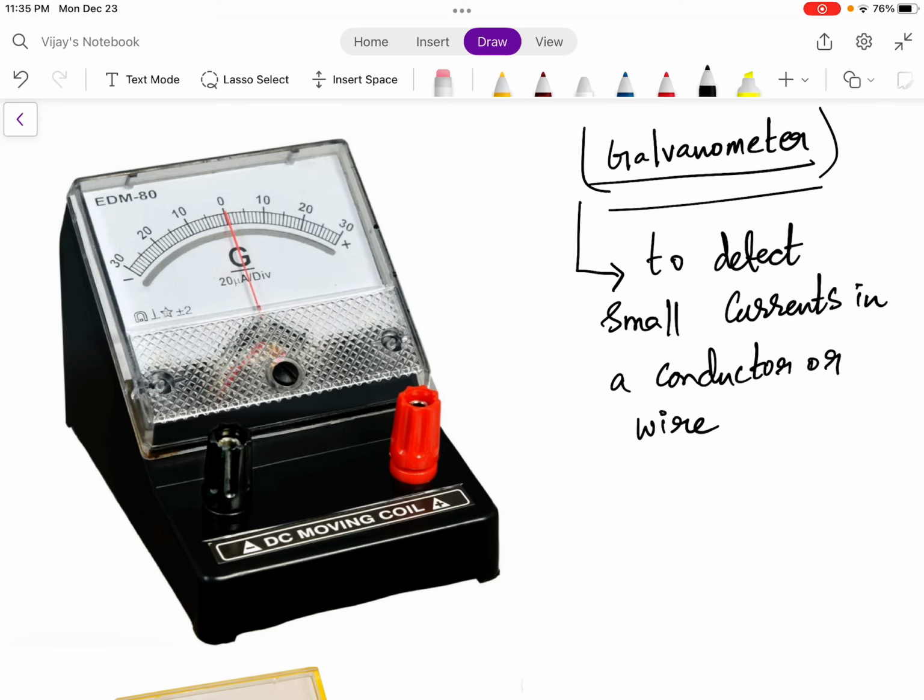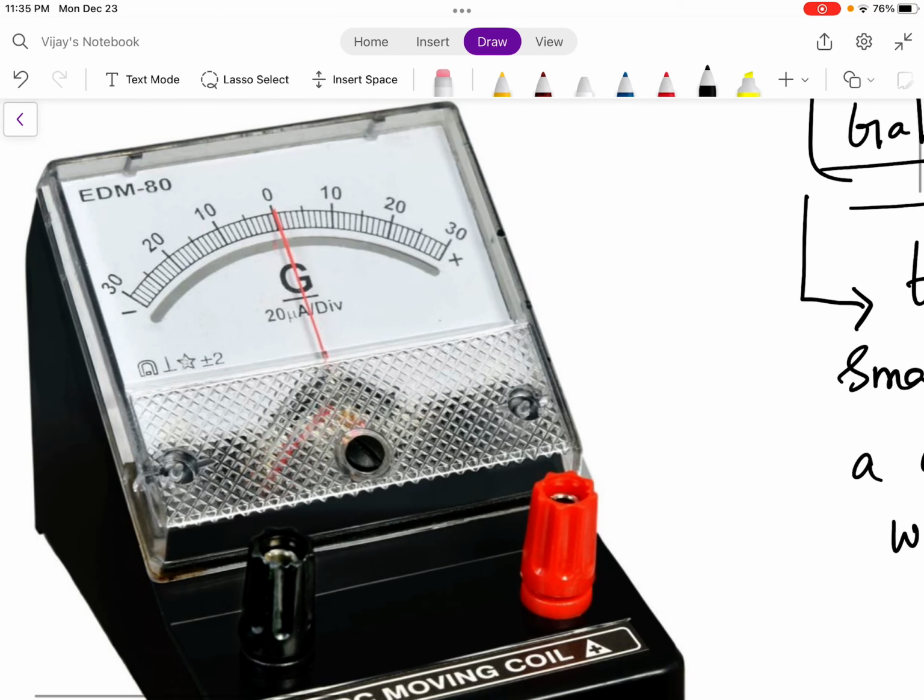Now, here you can see that there is a needle, and the needle is pointing at 0. The 0 is in the middle. On the right side you can see some 30 divisions, and on the left side you can see 30 divisions. Now the needle can deflect either way. Either it can deflect to the right or towards the left. Now what is the meaning of this, or what is the conclusion for this?